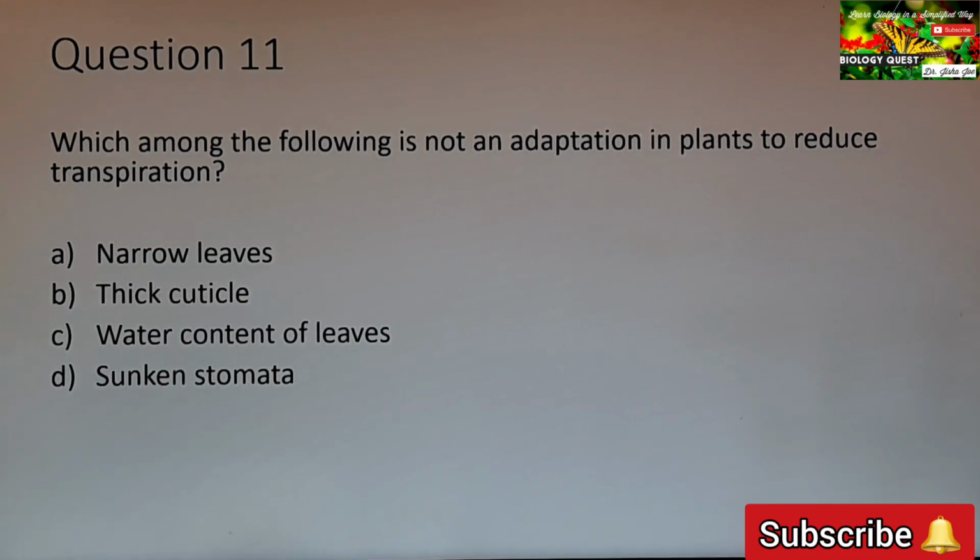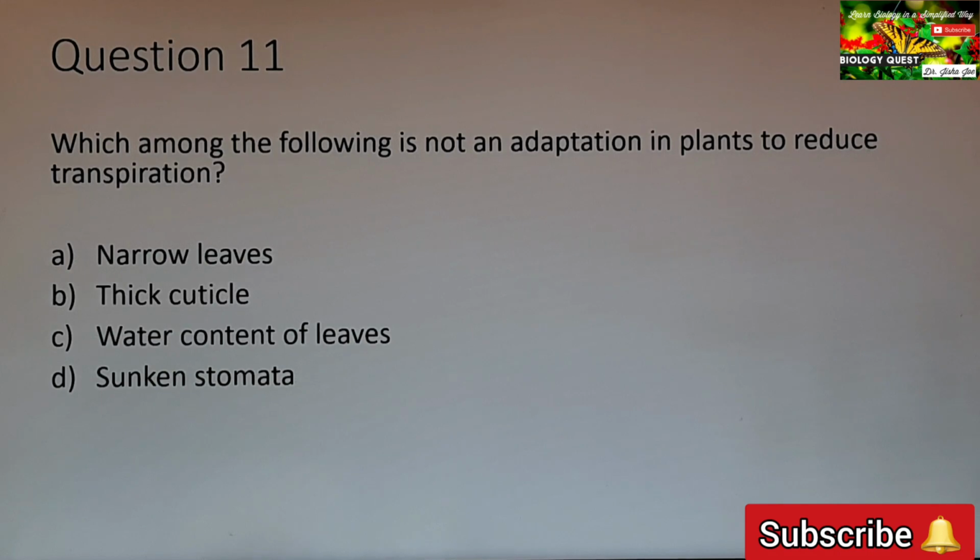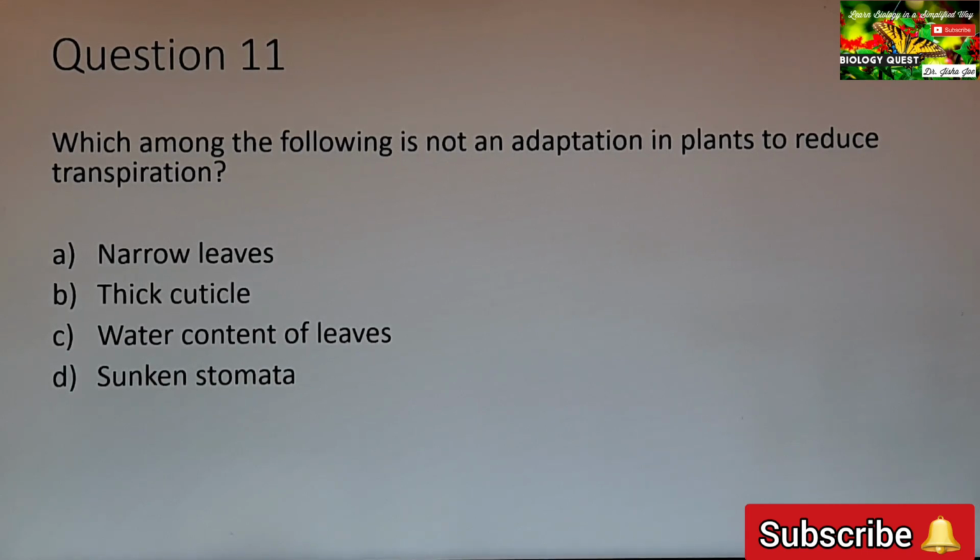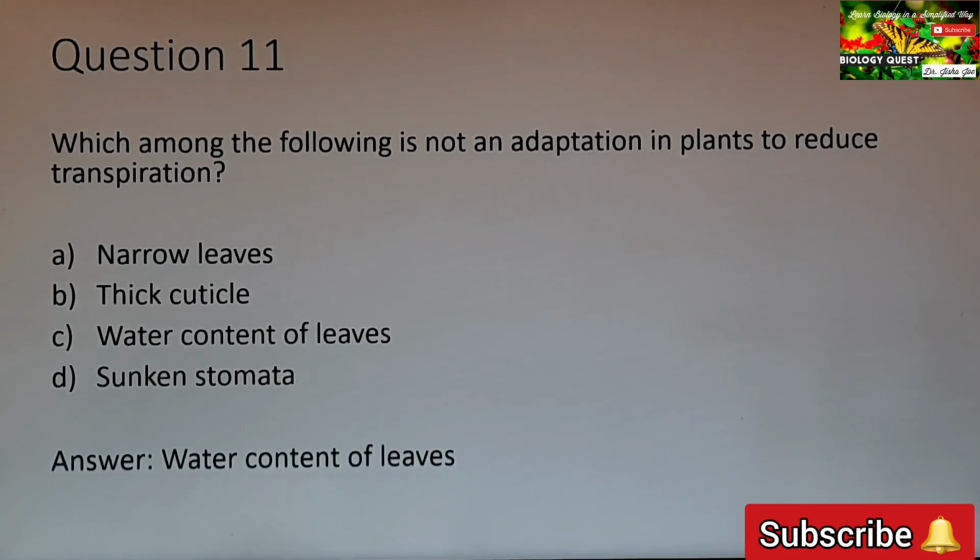So what is the correct answer? I'll read the question once again. Which among the following is not an adaptation in plants to reduce transpiration? So options A, B and D are adaptations in plants to reduce transpiration, but option C is not an adaptation. It is an internal factor which affects the rate of transpiration. So the correct answer is water content of leaves.